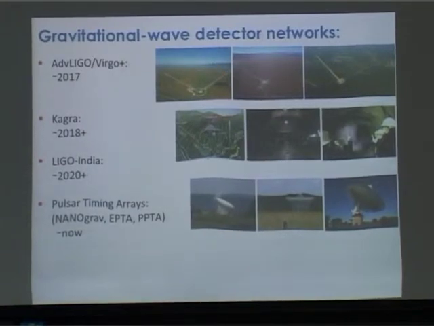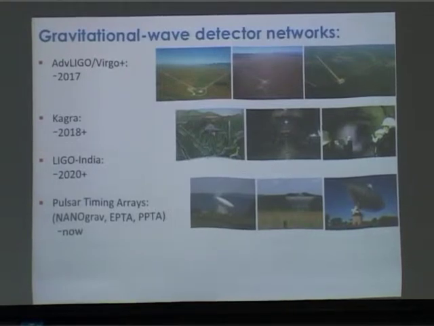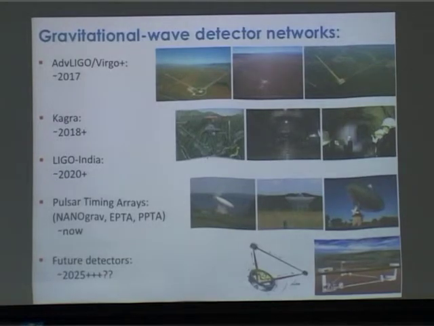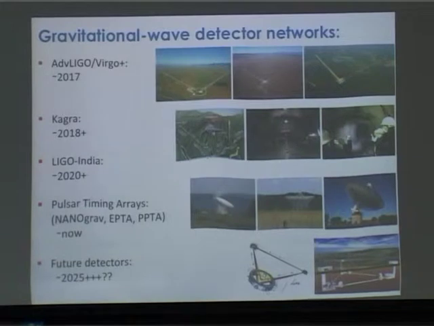Okay, so this is something which is going on now, has been going on for a while, but they haven't seen anything yet. But some people in these collaborations predict that they might discover gravitational waves around the same time or perhaps before LIGO does. And of course, there's the often sad story of future detectors, which are always in the future.